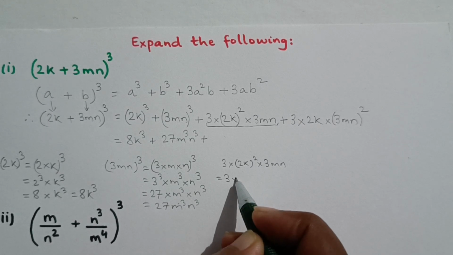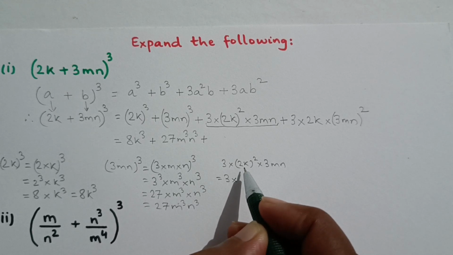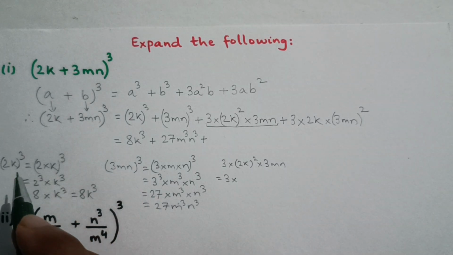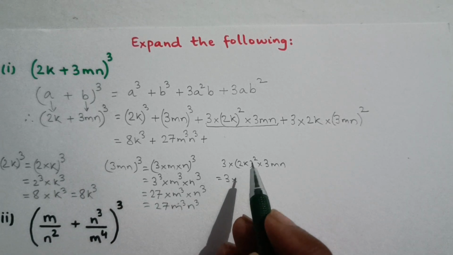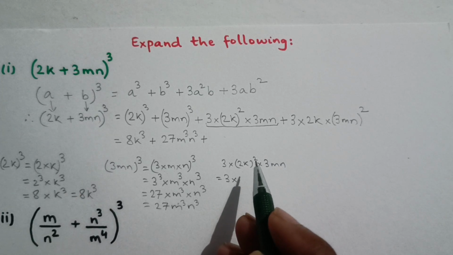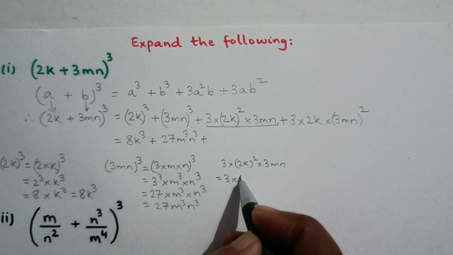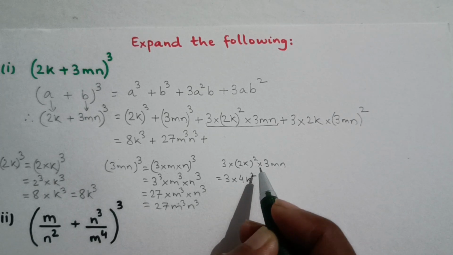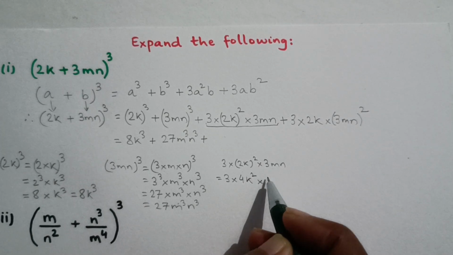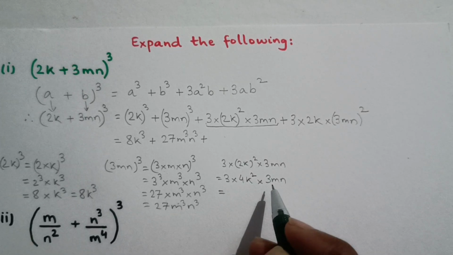So this will be 3 into now 2k whole square. 2k whole square is 4k square. You can solve it just by the way I have solved these two expressions. 2k whole square, you will get the answer as 4k square, and that is multiplied to 3mn. So 3 into 4k square into 3mn.